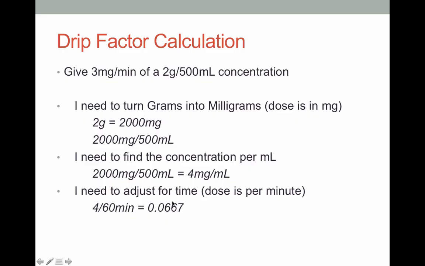From here, I need to adjust for time because the dose is per minute, 3 milligrams per minute, and the hour is our base unit. So again, if this was 3 milligrams per hour, I would not need to adjust for time. But since it's per minute, I do need to adjust for time. Since there's 60 minutes in an hour, I'm going to divide 4 by 60. And my final number, 0.0667, is my magic number. This number doesn't carry with it any units of measurement. It just stands alone. That's why it's a magic number. So write down that 0.0667 and we can use that.